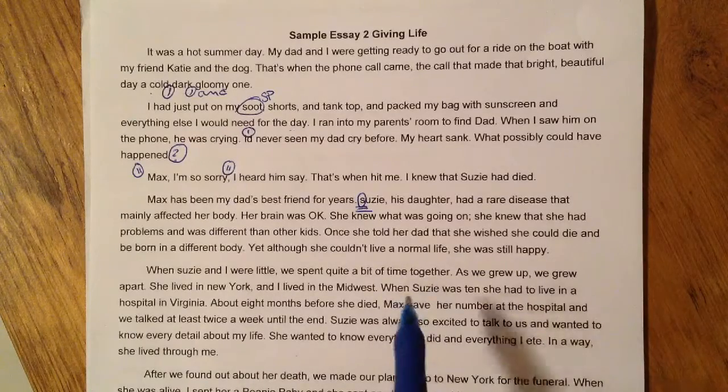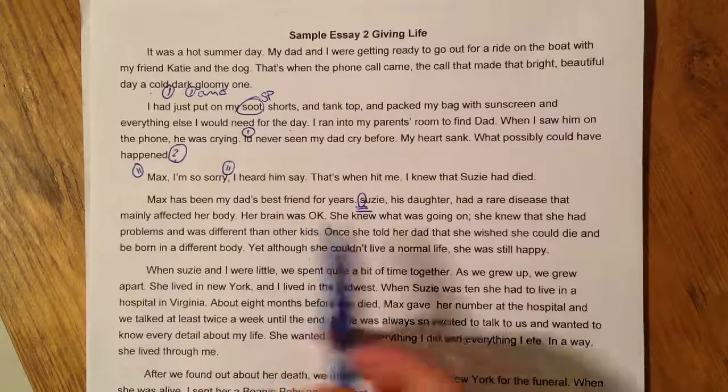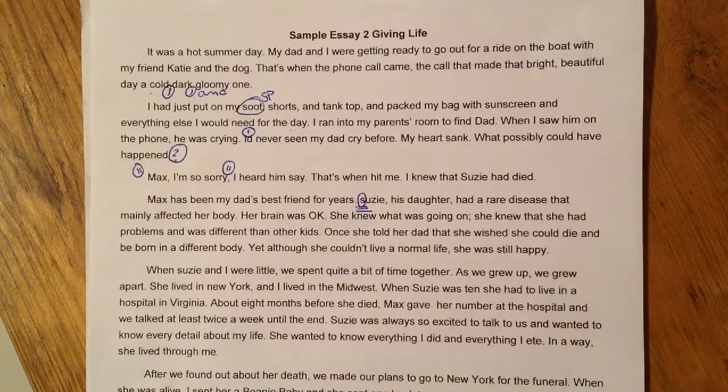Another thing that I'm going to point out is okay is actually spelled all capitalized. A lot of students had questions about that yesterday.